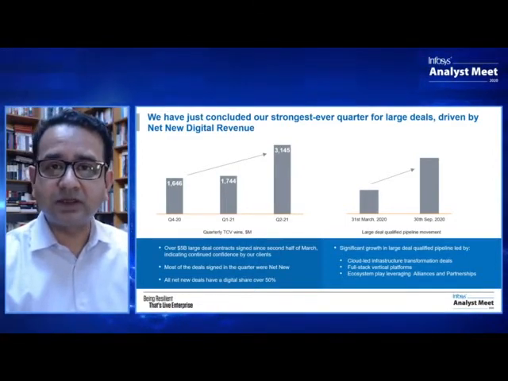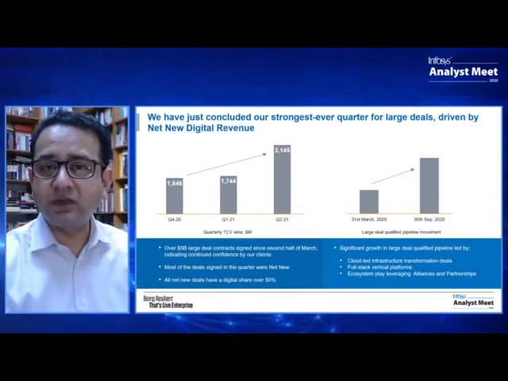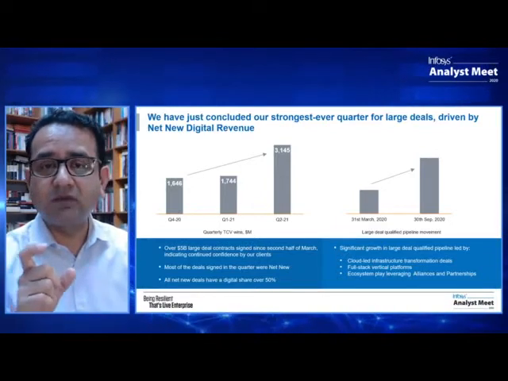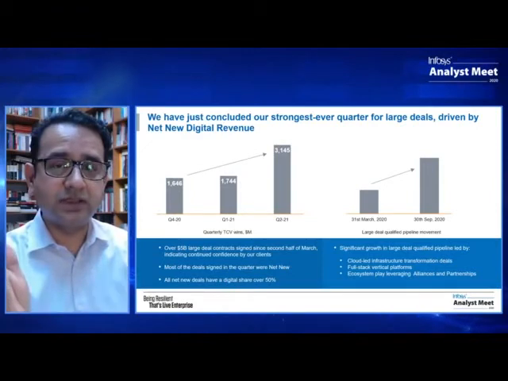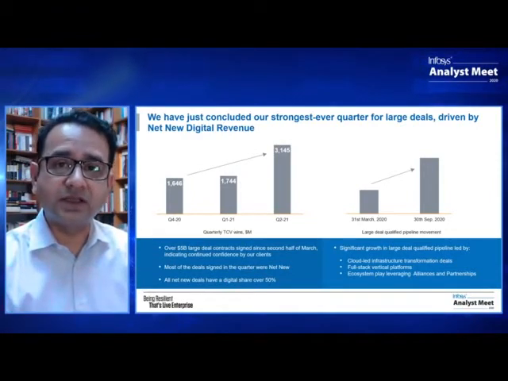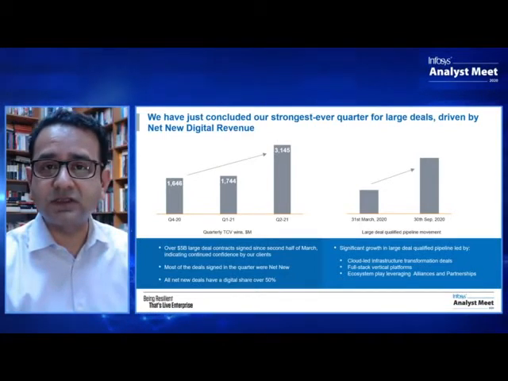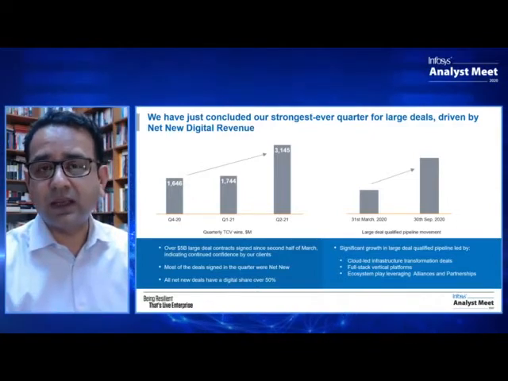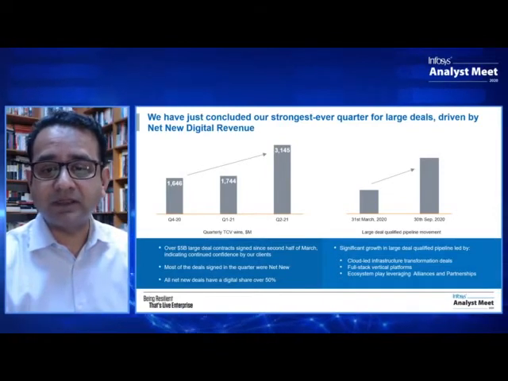Just as a point of comparison, just the net new large deal volume delivered in the first half of the year is actually greater than the total volume of large deals we delivered not so far back ago, just in FY18. Again, the digital component of our large deals is very significant. It's over 50%. And we're also starting to see a significant acceleration in our large deal volumes and our large deal pipeline since the pandemic started.